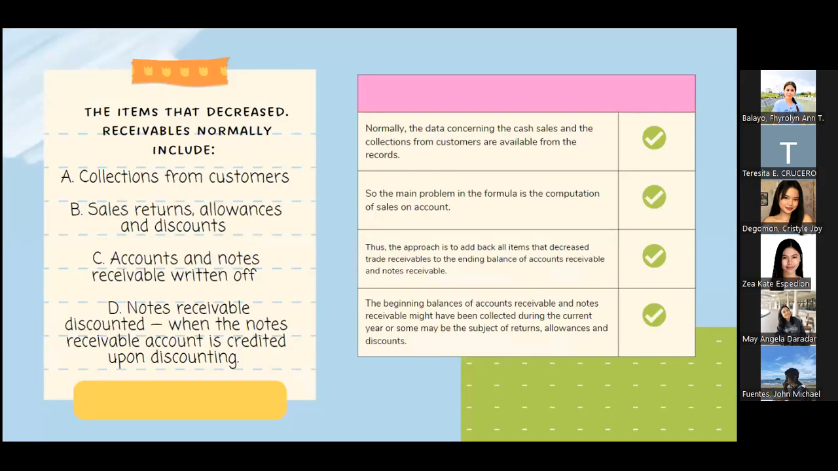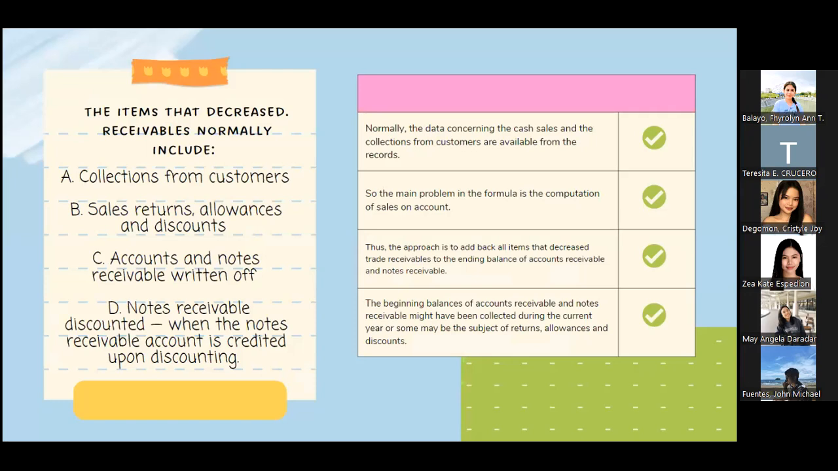Normally, the data concerning the cash sales and the collections from customers are available from the records. So the main problem in the formula is the computation of sales on account. Thus, the approach is to add back all the items that decrease the trade receivables to the ending balance of accounts receivable and notes receivable.